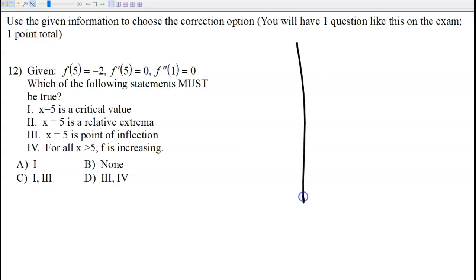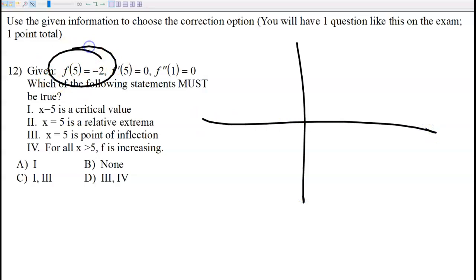f of 5 equals -2. So that's a point. My slope is 0 once again. And now that's a little bit confusing right there. They tell me that my second derivative is 0. Well, that doesn't tell me much. What it means is that my graph is neither concave up or concave down at that point.